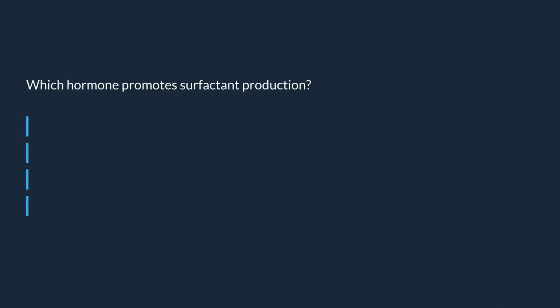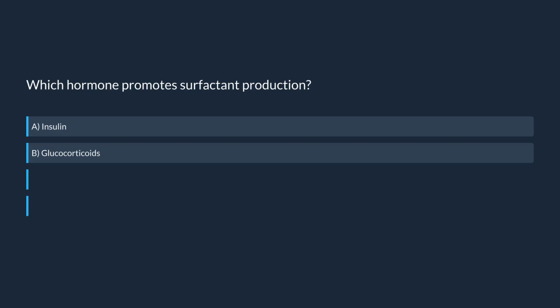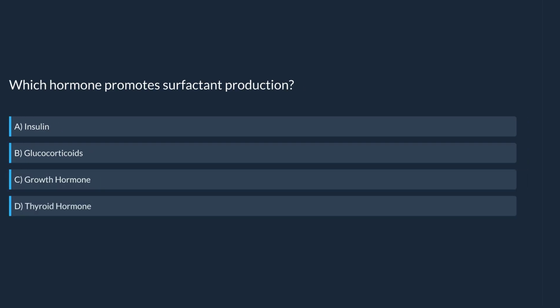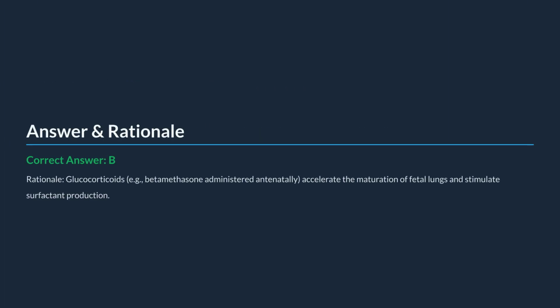Moving on. Which hormone promotes surfactant production? Is it insulin, glucocorticoids, growth hormone, or thyroid hormone? The correct answer is B. Glucocorticoids, like betamethasone, accelerate the maturation of fetal lungs and stimulate surfactant production when administered antenatally.